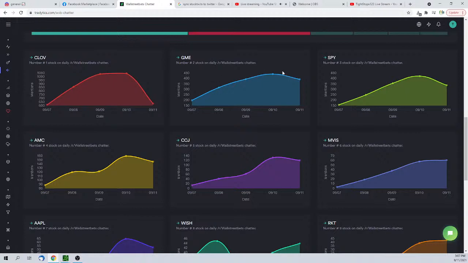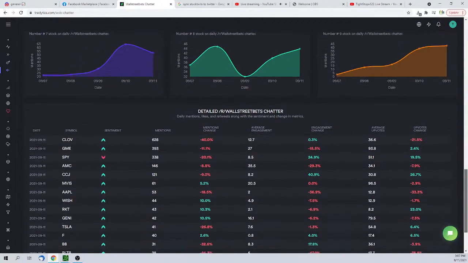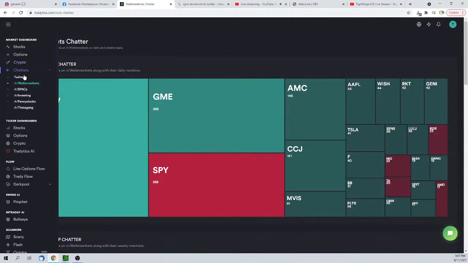Same thing with GME. Coming here Thursday and Friday, they just weren't as interested. SPY, same thing. This is flat. AMC is on a downtrend on the mentions. Apple downtrend. Wish going up. So that's the ape side of the Wall Street chatter.